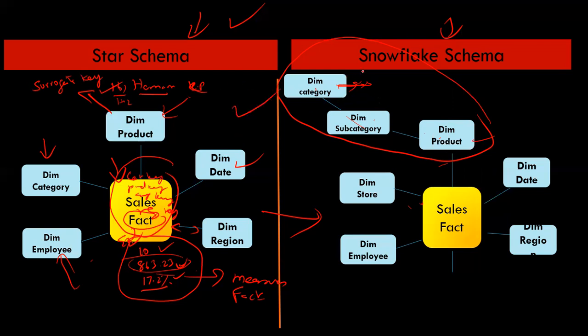But understand the difference between star schema and snowflake schema. The snowflake schema is just an extension of the star schema, meaning if you see here, this dimension table is not directly linked to the fact table, right? It is linked to two other dimension tables, indirectly. That is the thing you need to remember.